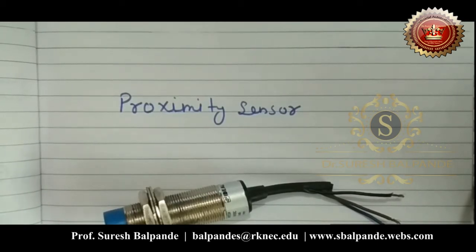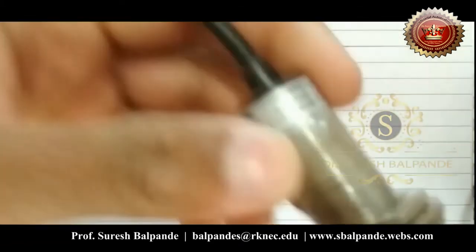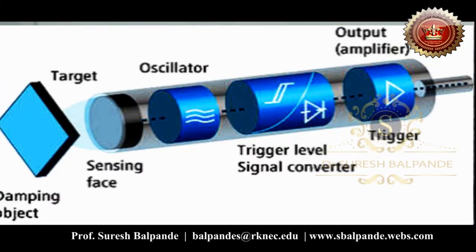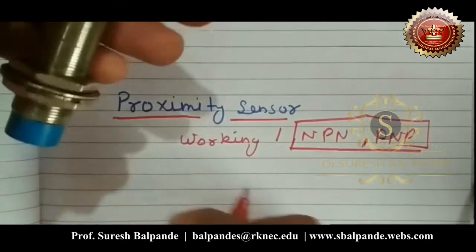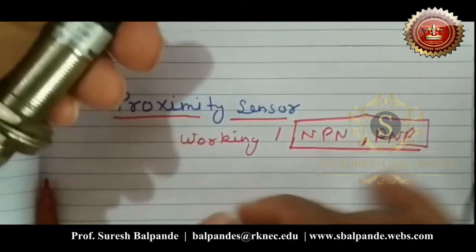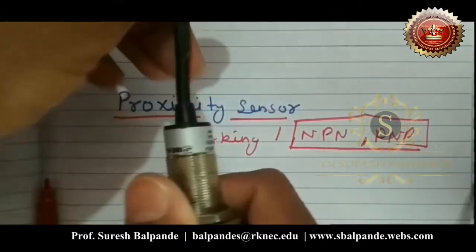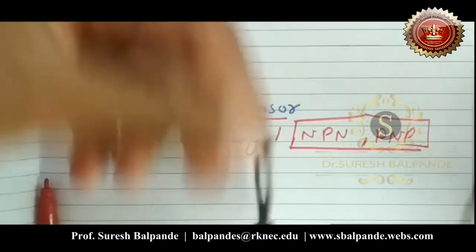As far as construction of the proximity sensor is concerned, there are 4 blocks. The first block is the sensing phase, which is mainly made up of the coil. Then we have the oscillator section. Then we have the trigger level and signal converter section. And we have the output amplifier and trigger section at the 4th stage.